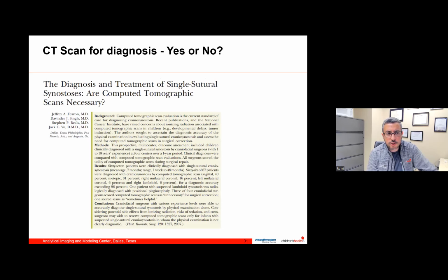But there's another dilemma in metopic craniosynostosis. Do you need a CT scan or not? This paper published in 2007 in PRS suggested that you sometimes don't need a CT scan to detect metopic craniosynostosis. It says that craniofacial surgeons with different levels of experience can accurately diagnose single suture by physical exam alone. And the reason they're trying to emphasize that is because CT scans are harmful to the babies. It has a radiation dose, and you don't want to expose your patients to this radiation dose. So if you can diagnose them without a CT scan, that will be helpful.